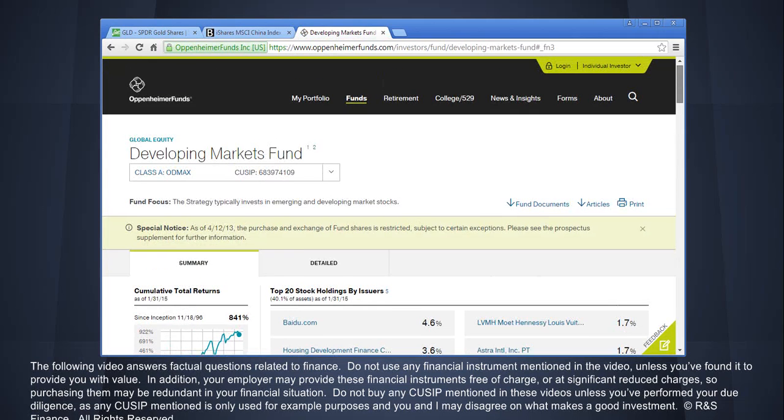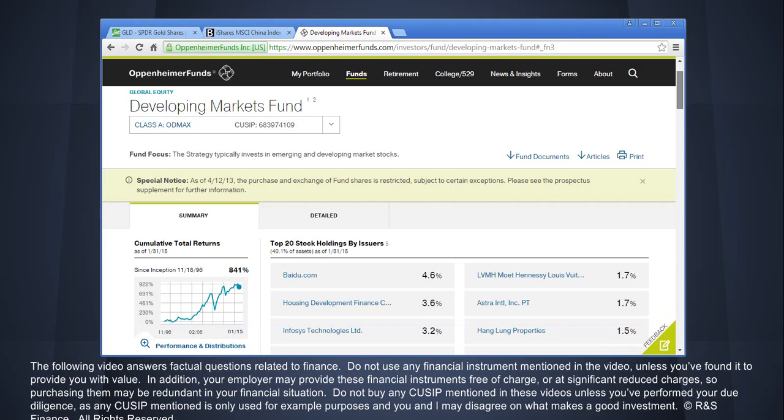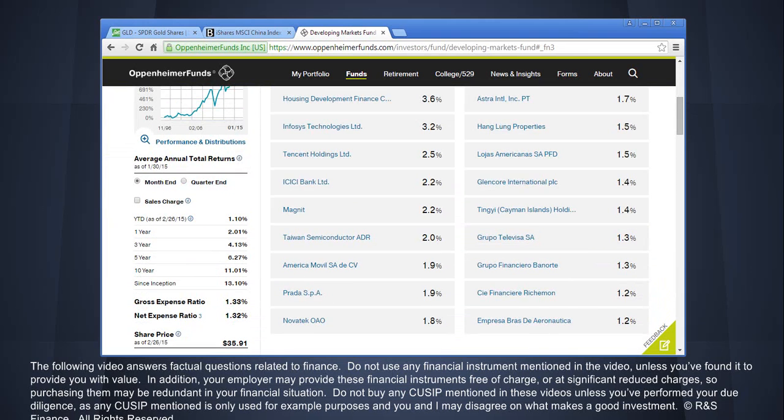We have Oppenheimer's Developing Markets Fund. I want to use this one as an example because this one's a mutual fund. This is not an ETF. This is by far, to me, and only for my investment purposes, a great mutual fund. It has killed the S&P 500. And Oppenheimer has done a very good job. But that's my opinion, and that only works for me. And they put it right out there, too, as you see. You see the gross expense ratio and the net expense ratio.